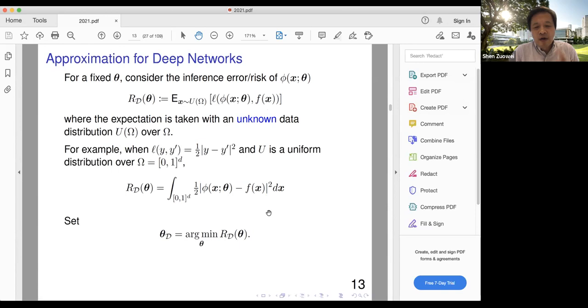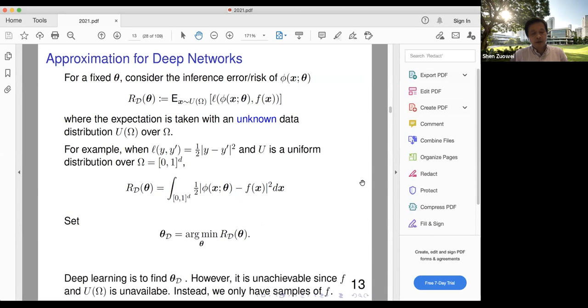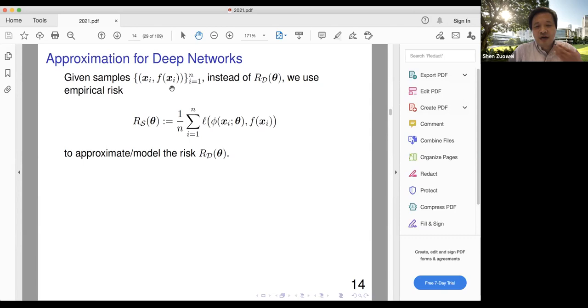So ideally, what are you learning? Supervised learning is basically learning the parameter theta to make this one minimal. It's as simple as that. Practically, however, you have a problem. As I said, you don't have F available, and you don't even know this distribution. So what do we have? We normally have samples, supposedly a draw from the underlying distribution. So instead of minimizing that, you minimize R_S instead of R_D.